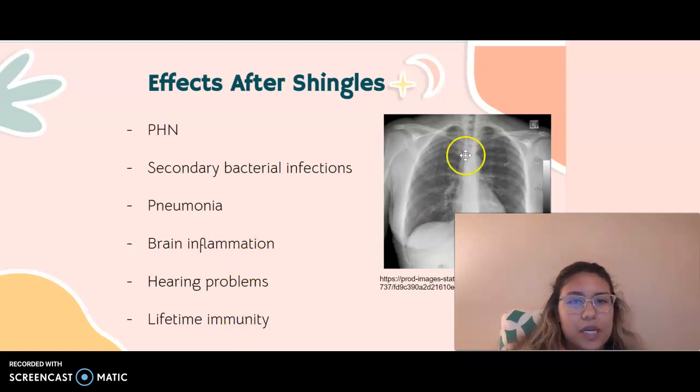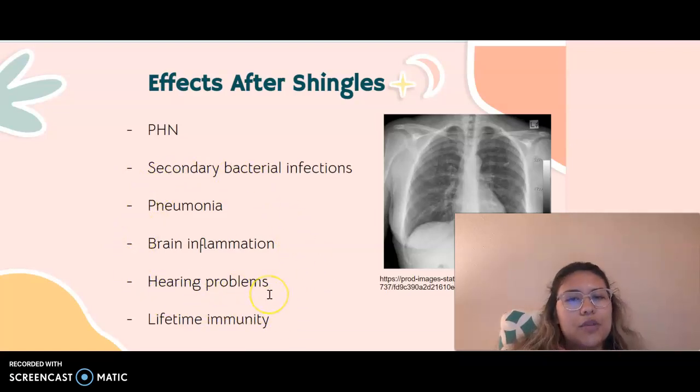Right here in this image, there's a patient who has herpes zoster virus, and there's a lot of mucus and buildup because of that. You can also get brain inflammation, also known as encephalitis. You can get hearing problems. You can also get lifetime immunity from shingles. So when you have different areas, you can see it's definitely affecting different areas in the body.